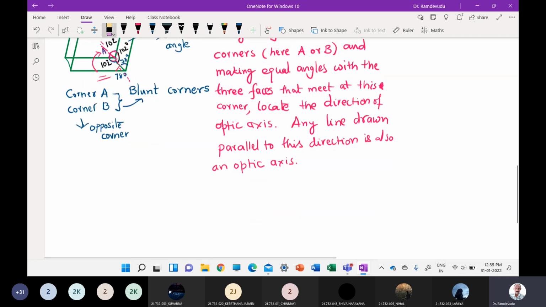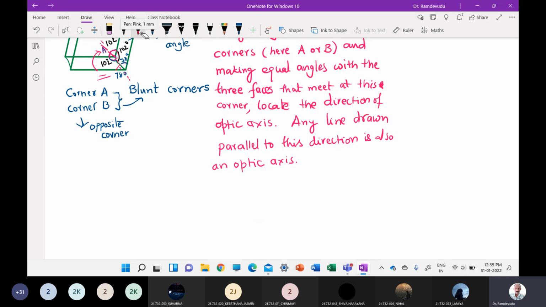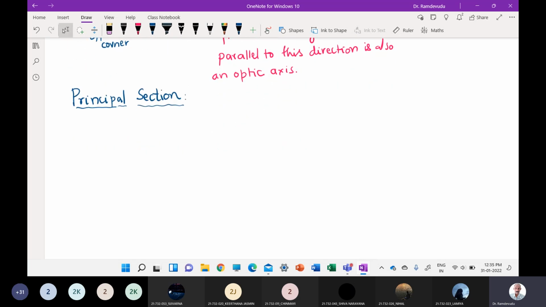And now to see what is a principal section, that is important here. So now we will see a principal section. This is important to understand the polarizer and analyzer, because we have defined that the O ray will have vibrations perpendicular to the principal section and the E ray will have vibrations confined to the principal section. But what the principal section is, we have not defined. So I will define a principal section.